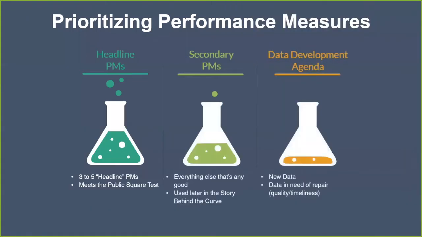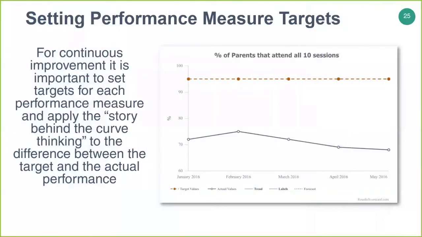And then you also may identify a data development agenda. This would be a really good performance measure to know, but we don't have that data right now. We need to have a committee to come up with how do we collect that data. So again, in that example of the child care center, you may need a committee to come up with the survey that you're going to provide to the parents to see if they did in fact follow up. The other thing I want to highlight with performance measures is it's important to set targets so that you can really turn the curve thinking around what's the gap between where we want to be and what our target is.